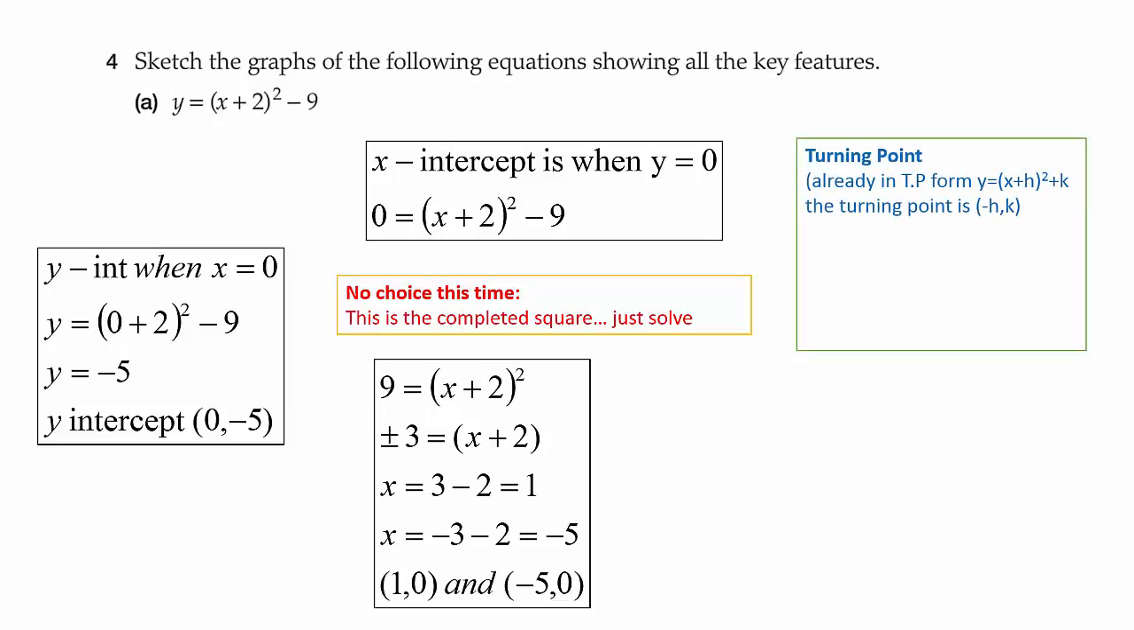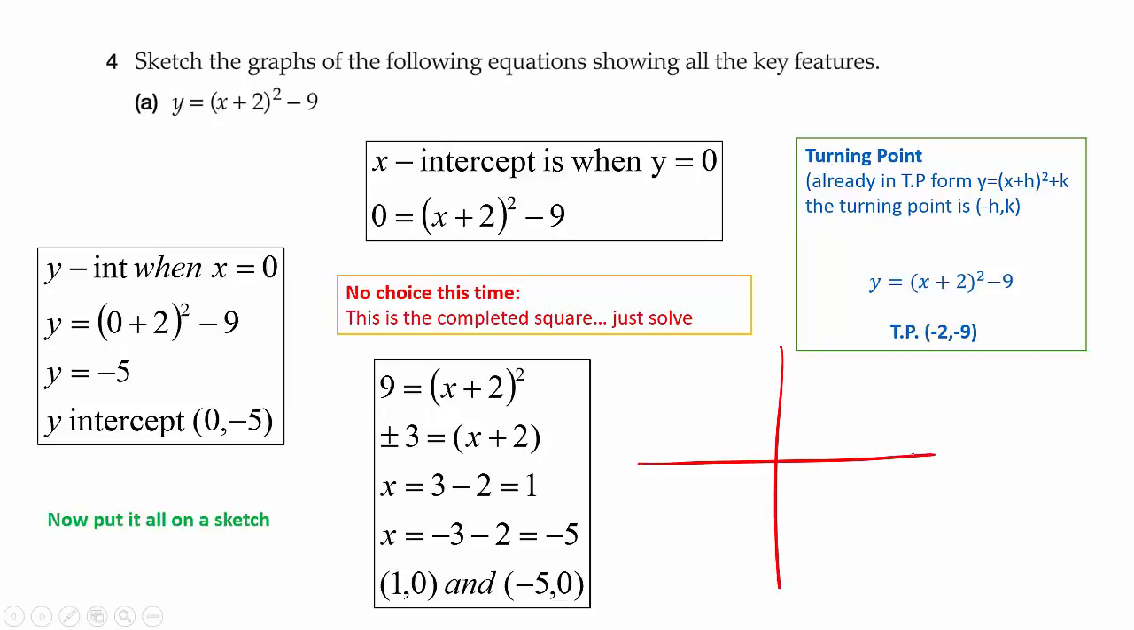Now we need a turning point. It's in turning point form. So remember, the plus 2 means it moves to the left 2, so negative 2, and the minus 9 means it moves down. So it moved across to the left 2 and down 9. So it's turning there. Now all you need to do is put it on a sketch, x and y axis. We're turning at negative 2 and negative 9, so I'm just going to put them on. So we're turning here. We're going through (1, 0), so through there, and (negative 5, 0). So we're going through there, and we should cut through (0, negative 5).